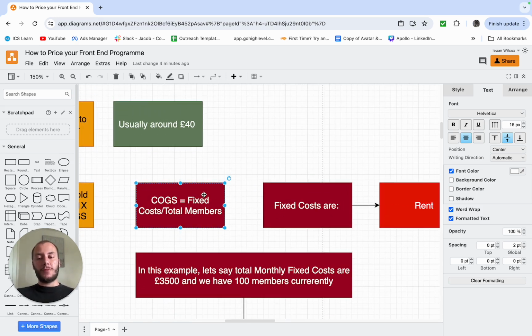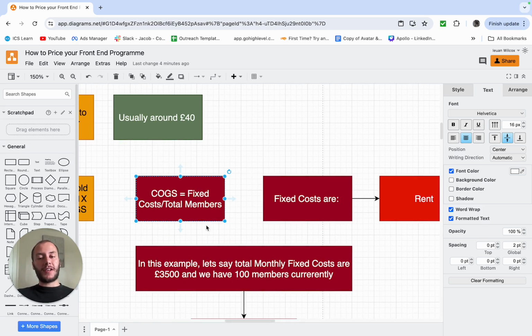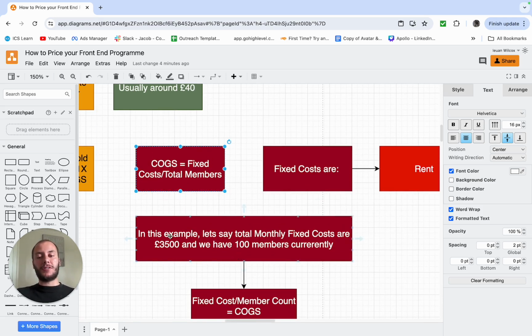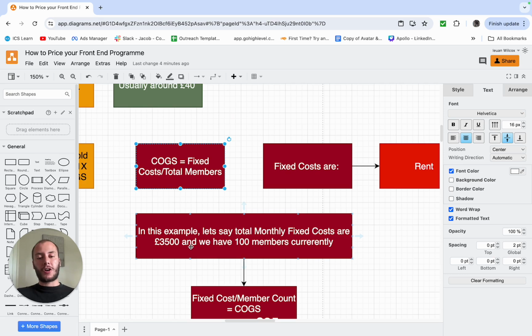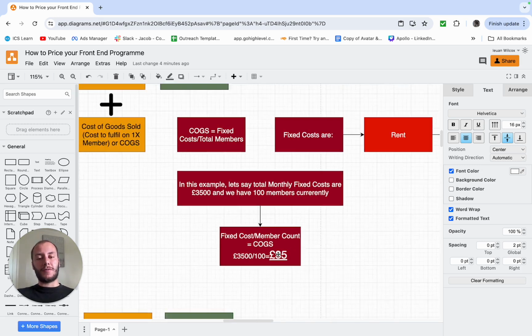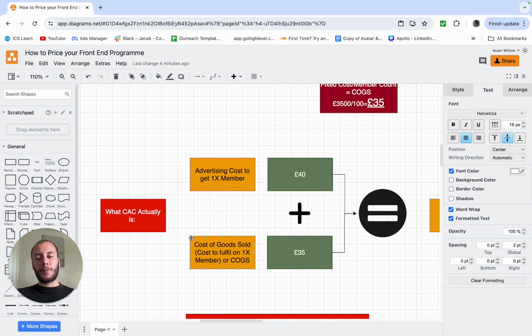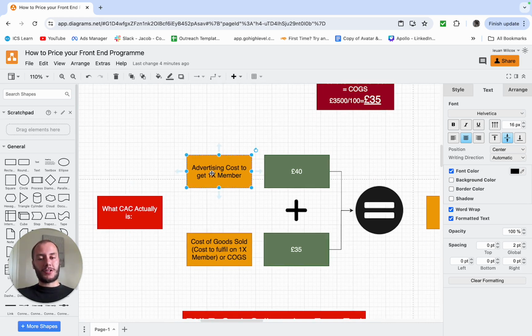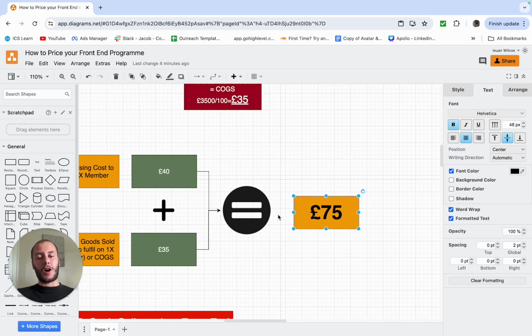Now, all we need to do to find out our cost of goods sold is take those fixed costs and divide them by the total number of members. So let's say in this example, our total fixed costs are £3,500 every month. So that money is coming out regardless. And let's say we have 100 members at the moment. That gives us a calculation of 3,500 divided by 100 is £35. Now, using that example, we can say that our cost per acquisition is the ad spend plus the cost of goods sold, which equals £75.